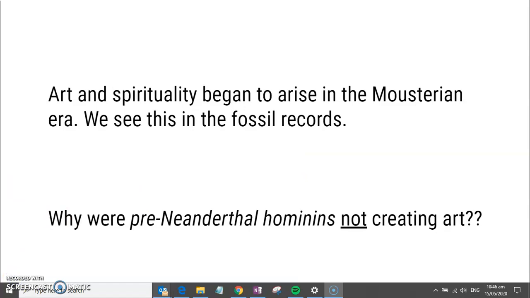Reason number one that pre-Neanderthal hominins were not creating art is that they were simply spending all of their time surviving. They had physical needs to be met first, and that took all of their time in the day. They were eating raw and unprocessed foods that required a lot of chewing and digestion. They were hunting, gathering, fending for themselves. This would have taken most of the day, and they were fending for themselves as individuals and maybe their dependents. Then they had to think about reproducing, meeting the rest of their physical needs.